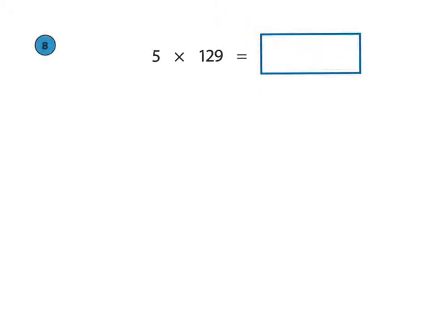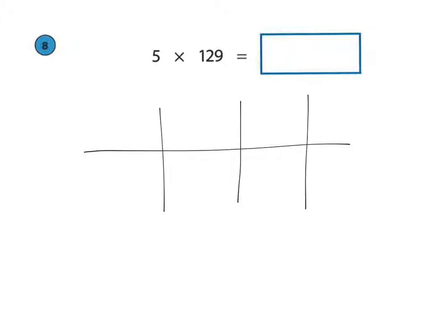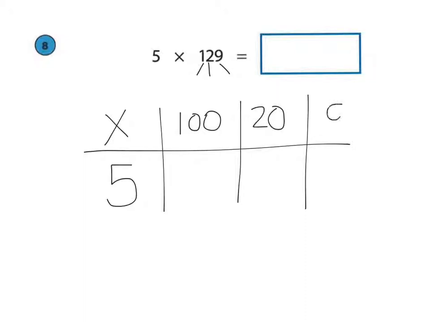Question 8. 5 multiplied by 129. If I draw a quick multiplication grid and place the 5 here, I'm then going to partition the 129. So I have 100 here, 20 here, and 9 here. I'm then going to multiply 5 and 100 together. 5 times 100 is 500.